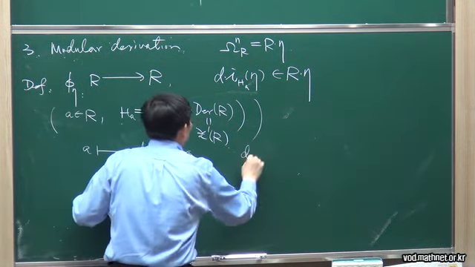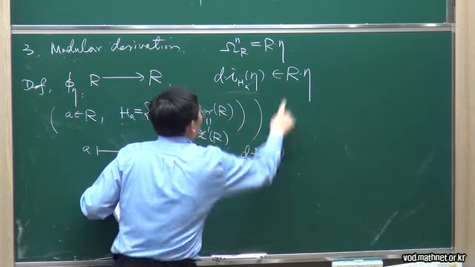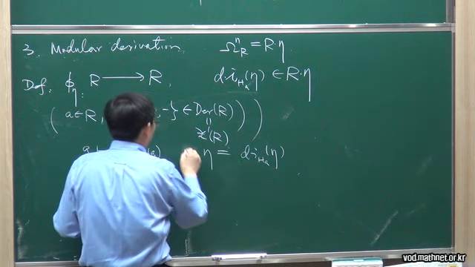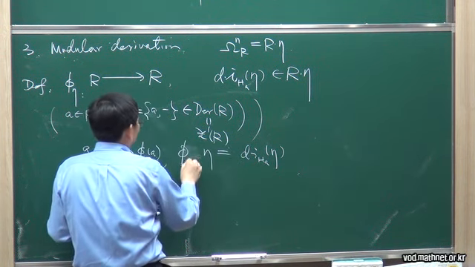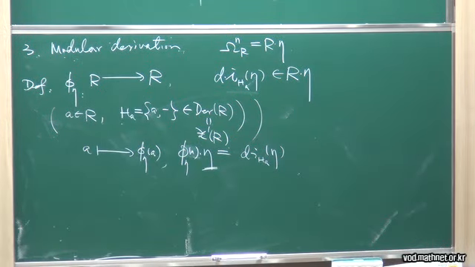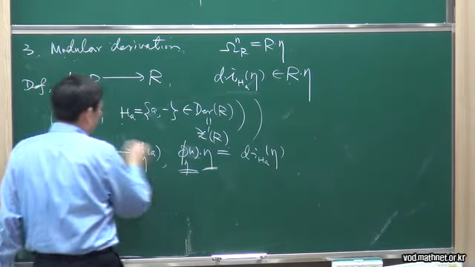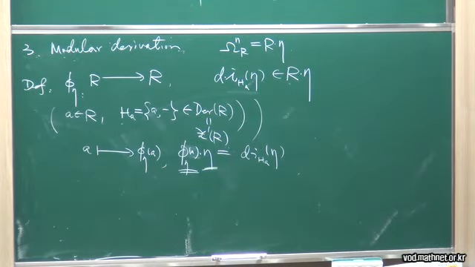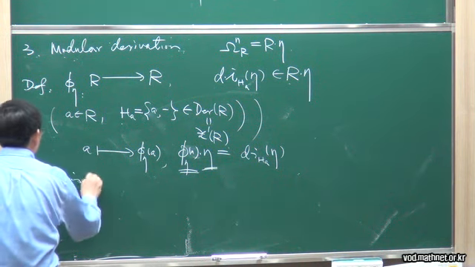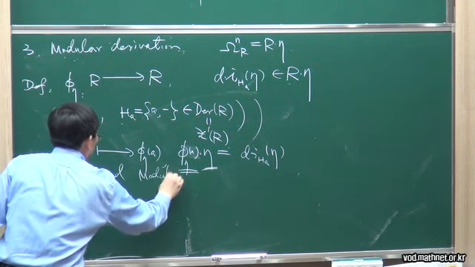Because the Lie derivative of IHA eta is in this one, this is something like a scalar multiple of this one. Because we know this is a scalar, we define this phi eta A. Phi eta is called the modular derivation.